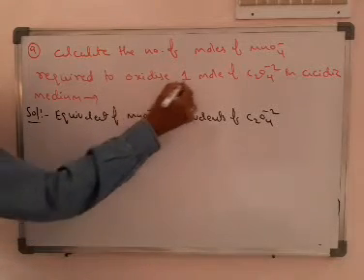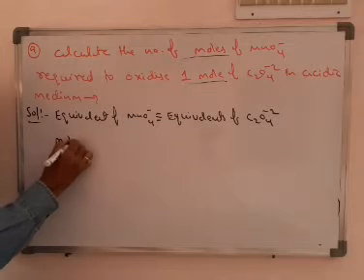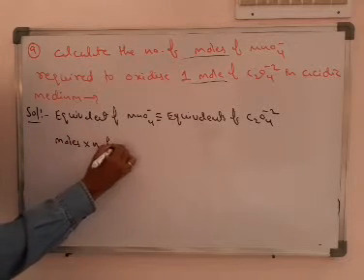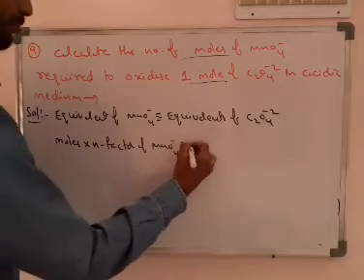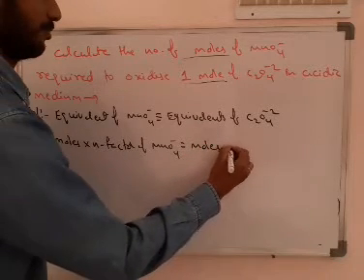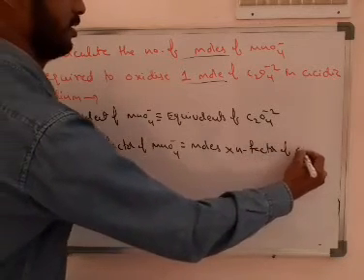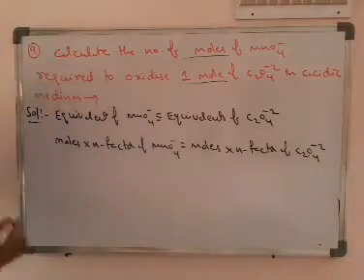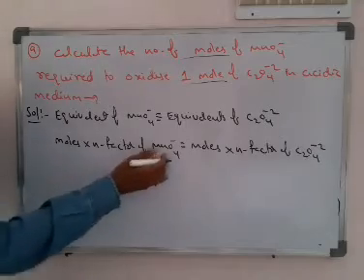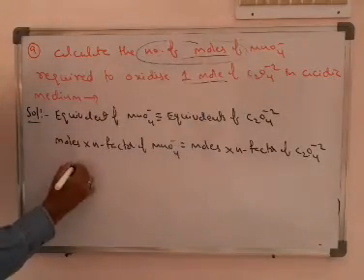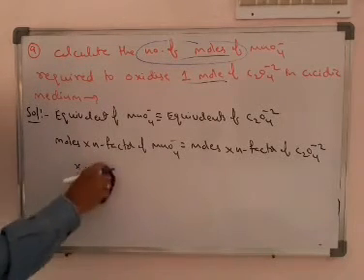It is given in terms of moles, and we have to calculate in terms of moles. Equivalence is nothing but moles into n factor. So moles into n factor of MnO4 minus equals moles into n factor of C2O4 minus 2. We have to find the moles of MnO4 minus. What is the n factor of MnO4 minus? That is 5.